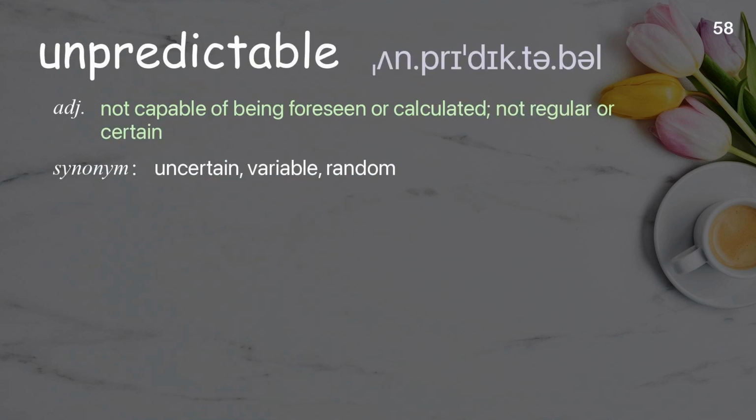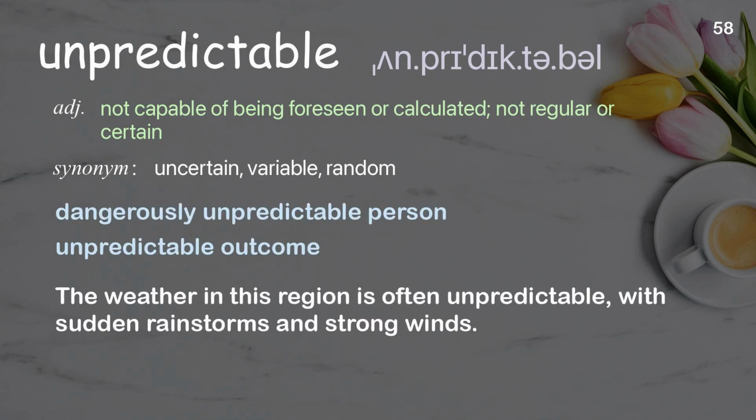Unpredictable. Not capable of being foreseen or calculated, not regular or certain. Examples: Dangerously unpredictable person. Unpredictable outcome. The weather in this region is often unpredictable, with sudden rainstorms and strong winds.